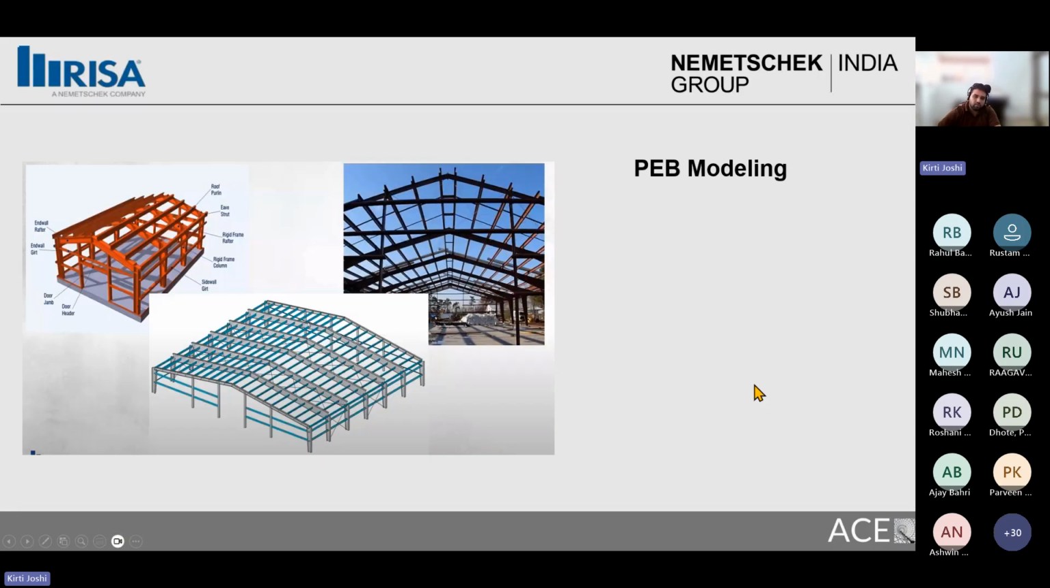The next one is PEB modeling. As you can see on the screen, I have created this type of metal building, which is mostly common for industrial buildings and warehouses. We can have tapered sections, end wall frames, and purlins on the top. We can have the girt wall. How we can define all this, and what materials are available for these sections, can be found within RISA-3D itself.